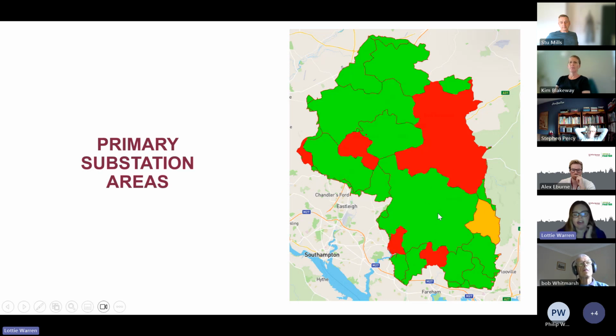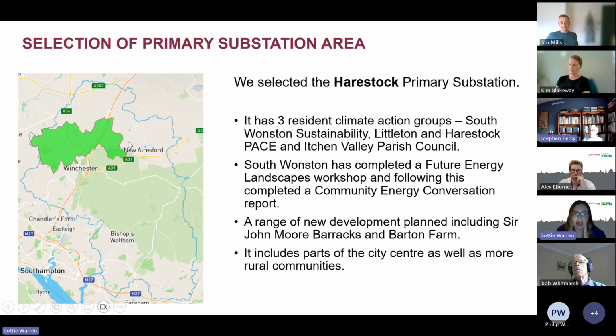We also looked at sort of community readiness. So we looked at areas where there was an existing climate resident action group, whether that's a part of the WeCan network or the greening campaign. And in that, we also looked at whether they had completed a future energy landscapes. So these are workshops that are put on by Energise South Downs, which look at the community having a look at their energy needs and what they need in the future.